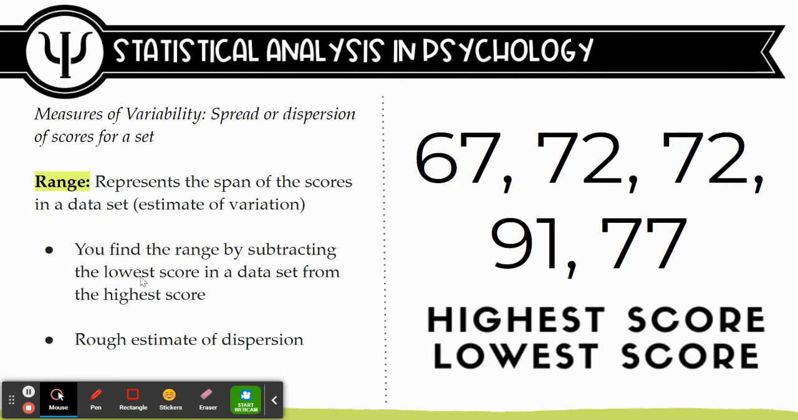Finally, we have our range. Our range is just taking the highest number and subtracting the lowest number, because we want to see what the span is between the numbers. So in this situation, it would be 91 minus 67. We would say, okay, this is our range. So this could be a reasonable score or it could be up in this level.